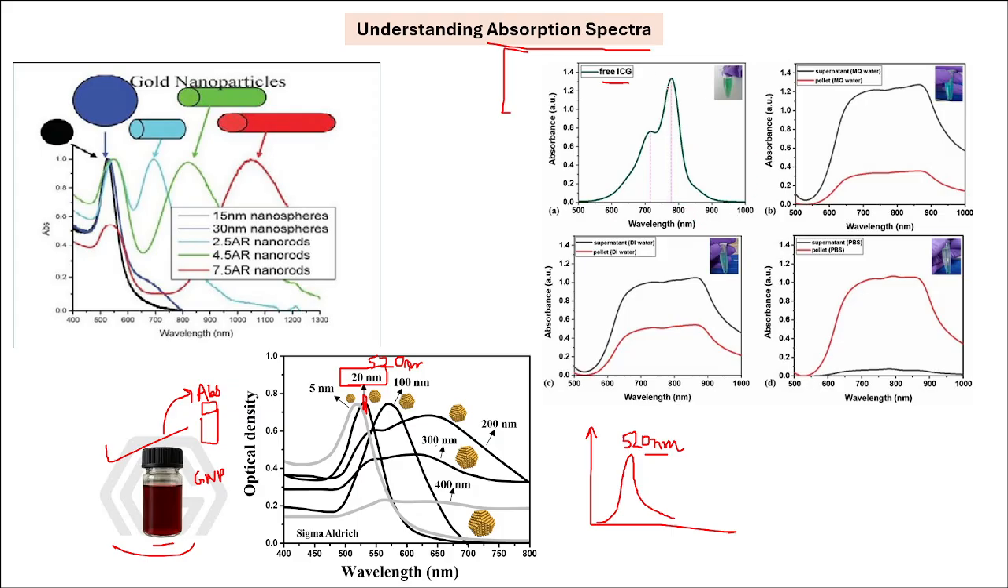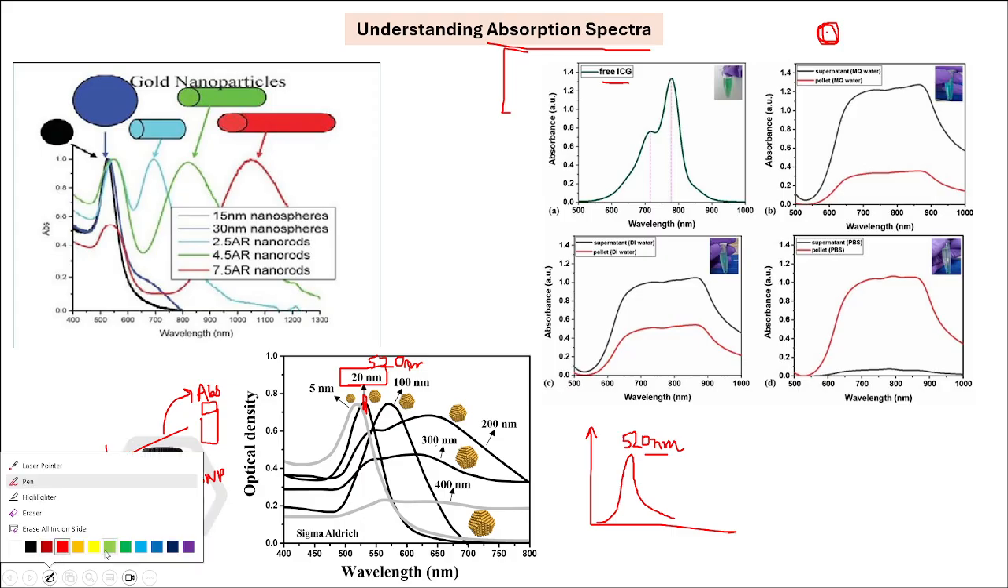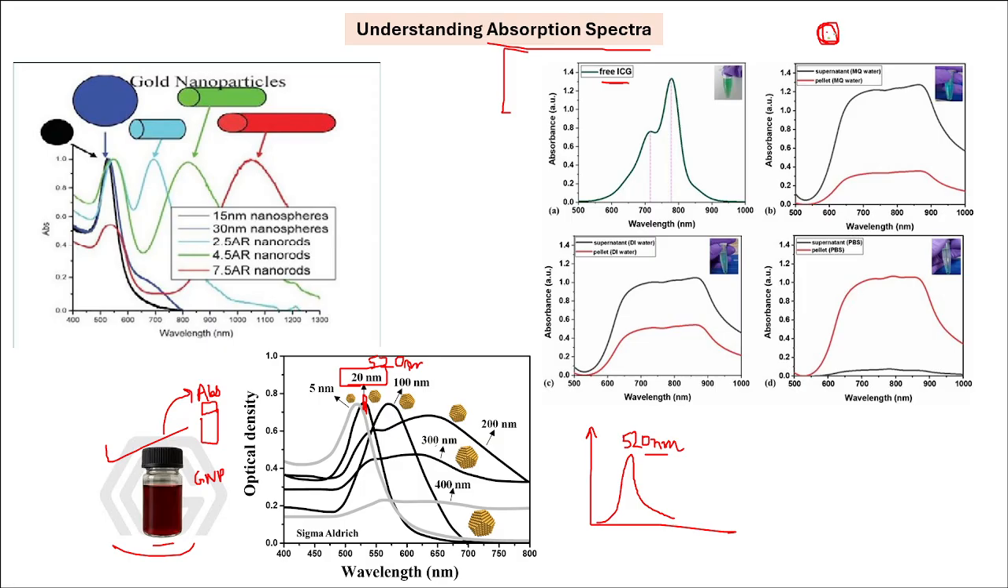So as you can see, there are two different absorption peaks, maxima that we can observe. The primary peak is around 780 nanometers, and a shoulder peak at somewhere around 710, 720. Now, when we load this free ICG, this free fluorophore, which is green in color, in a nanoparticle and then observe the spectra, we'll see that there is spectral broadening happening, which is also an indication of the formation of nanoparticles.